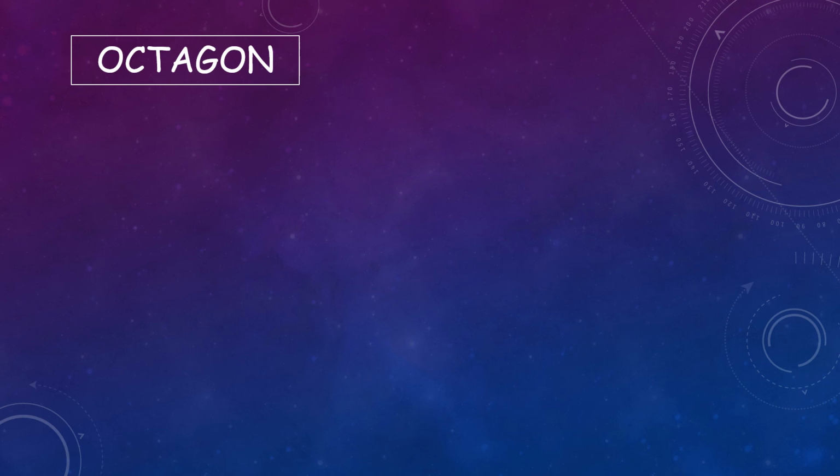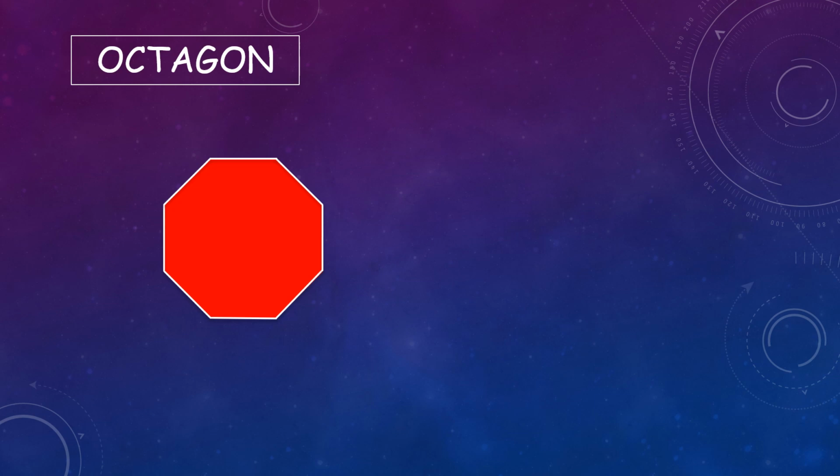Now octagon. The name itself contains 8. Figure of octagon and let us count the edges. 1, 2, 3, 4, 5, 6, 7, 8. There are 8 edges in an octagon. Now vertices. 1, 2, 3, 4, 5, 6, 7, 8. There are 8 vertices in an octagon.